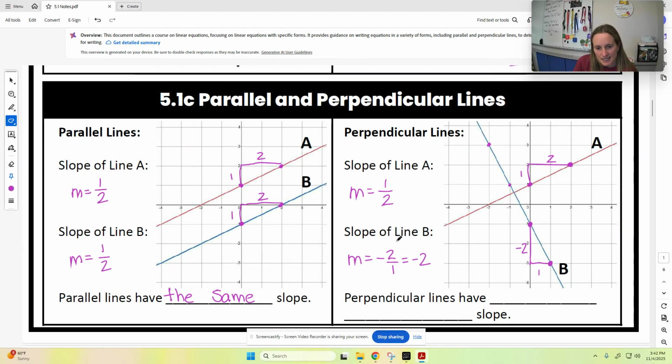So looking at these, they have the same numbers, but they're in different places. So we have 1/2 here, and then for line B, we have 2 over 1. So they are reciprocals of each other. Remember the reciprocals when you flip the fraction. And we also see that this was positive and this was negative. And that is going to hold true for any set of perpendicular lines that you ever see. Perpendicular lines are always going to have opposite signs and reciprocal fractions. So they are opposite reciprocals.